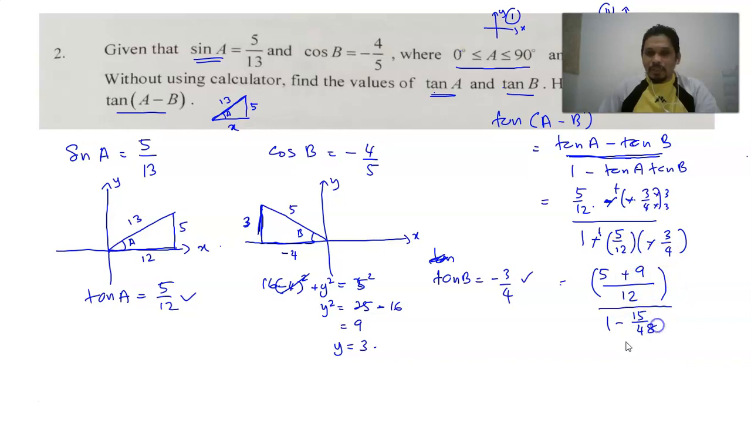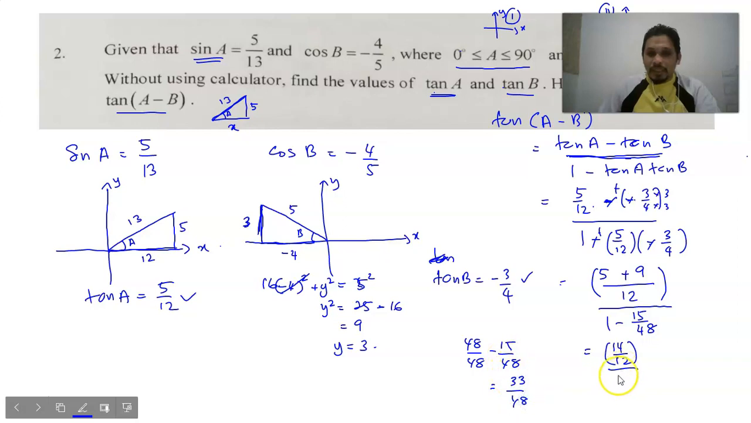4, which is 48. So 5 plus 9 equal to 14 over 12. And then 1 minus, okay, 48 divided by 48 minus 15 divided by 48 equal to 48 minus 15, 33, 48. So it is now 33 divided by 48, or make this one here as 48 divided by 33.